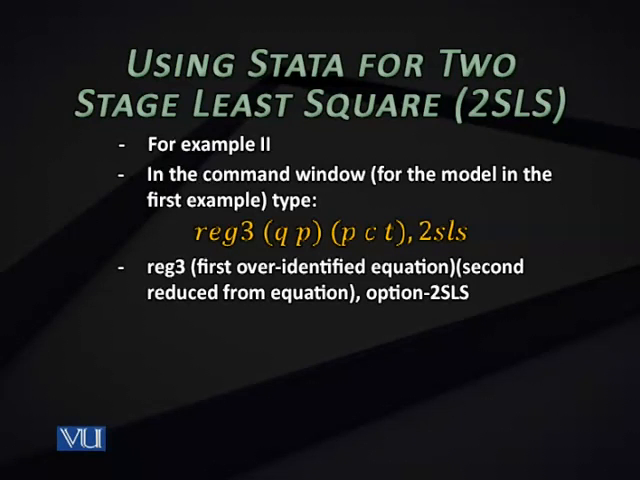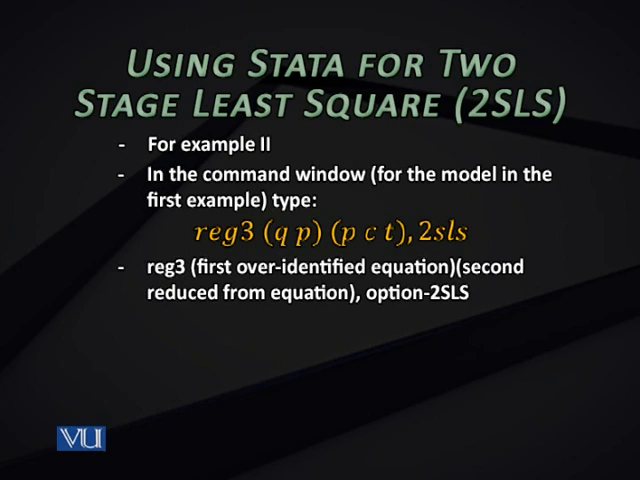So look at the screen. In the command window you will type reg3 and in the first parenthesis Q and P, which indicate the first over identified equation. Quantity demanded is a function of price. Yeah, quantity demanded is equal to alpha naught plus alpha 1 into price plus another term.